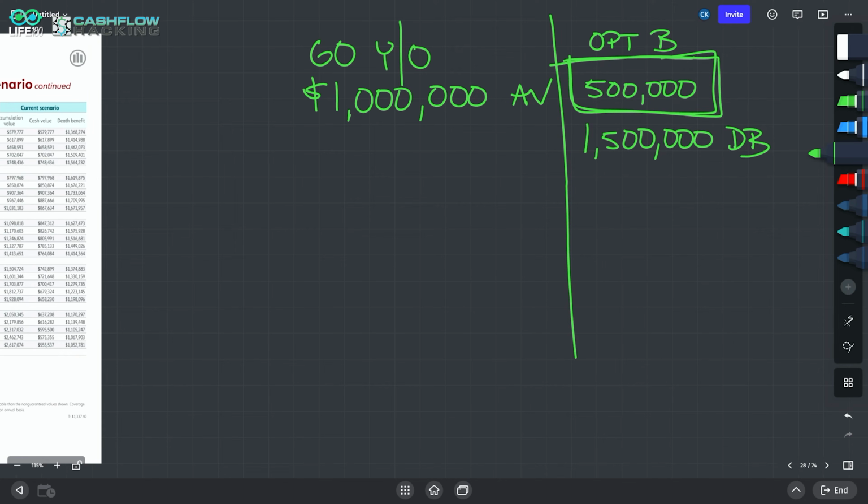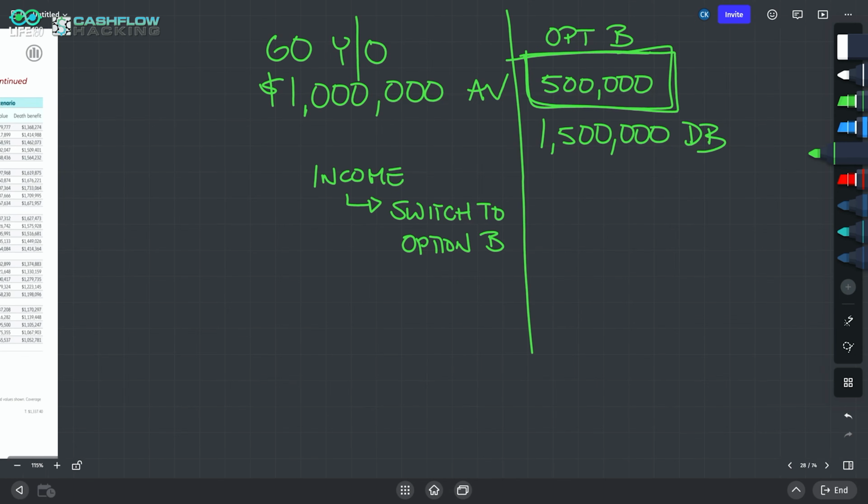Now, the idea here would be to say, all right, at 60, if you want to trigger income, we would switch to option A. Why are we doing this? Well, we're doing this because we want to make it so as the $1 million continues to grow, we want to make sure that this $500,000 starts to shrink. So we don't want this.